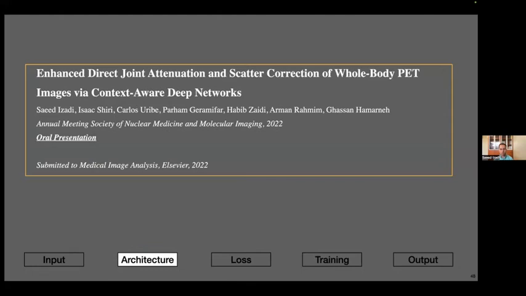In the last section, I'm going to discuss the contributions we made for PET imaging. This paper was presented as an oral paper at the annual meeting of the Society of Nuclear Medicine and Molecular Imaging, and an extended version of this work has been submitted to Medical Image Analysis. It's under review now. The major contribution of this paper is also around architecture design.